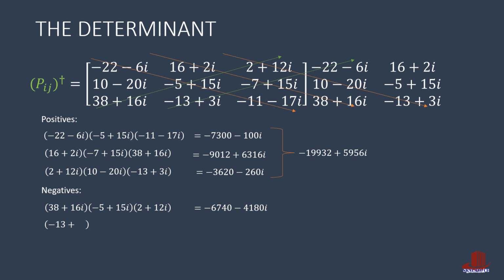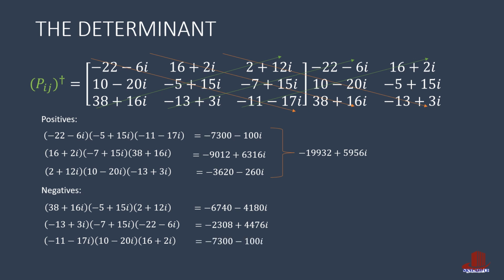The second anti-diagonal has elements negative 13 plus 3i, negative 7 plus 15i, and negative 22 minus 6i, which when multiplied give negative 2,308 plus 4,476i. The last set of elements from the third anti-diagonal has negative 11 minus 17i, 10 minus 20i, and 16 plus 2i, resulting to negative 7,300 minus 100i when multiplied.